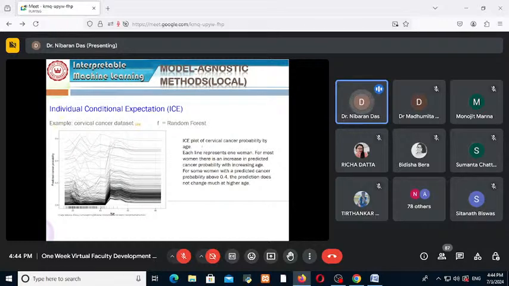This is the ICE plot of cervical cancer probability by age. This is with respect to age. And here every line is considered for each sample. So however many samples there are, that many lines will be shown. For some women with a predicted cancer probability above 0.4, the prediction does not change much at higher age.